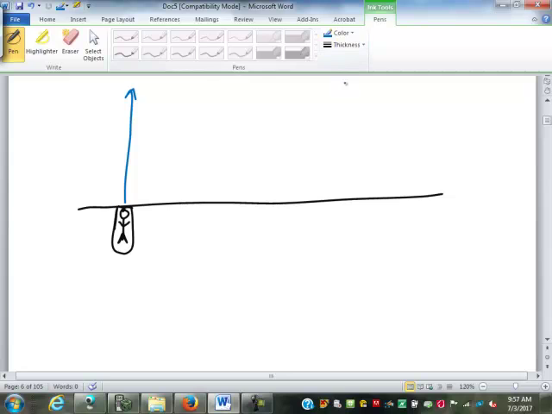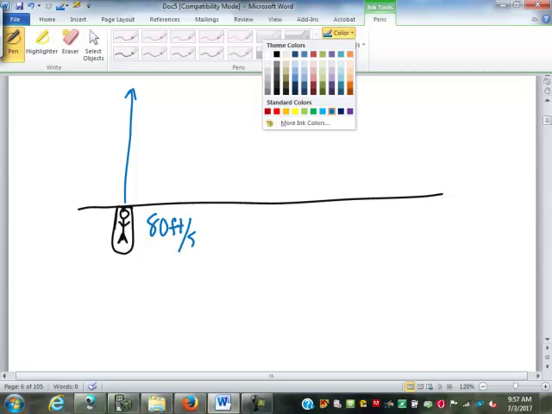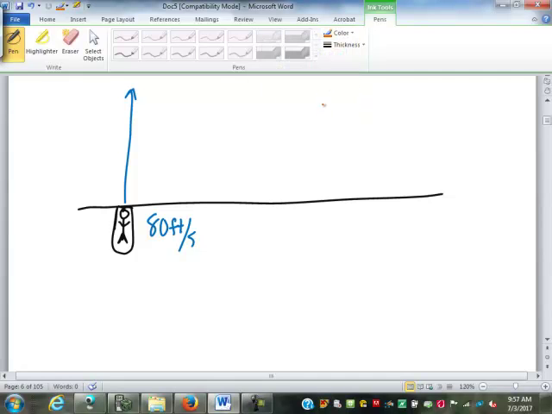We are going to shoot him into the air with an initial velocity of 80 feet per second. The formula for the height of someone fired out of a cannon is their initial velocity times the time that they've been in the air minus 16 feet per second. That's the acceleration of gravity times their time squared.